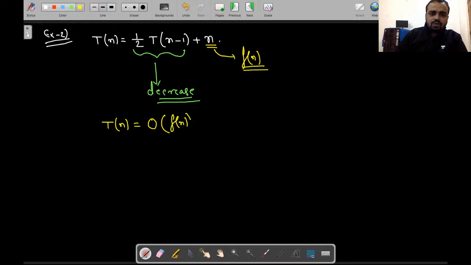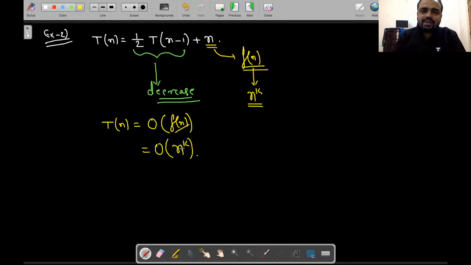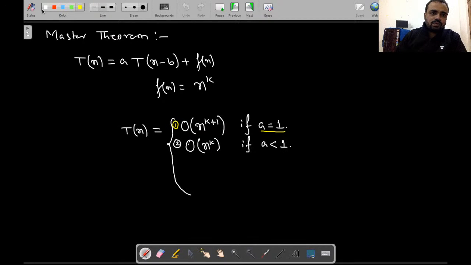t of n is equal to order of f of n, which is nothing but what we have assumed, n to the power k. Got it? N to the power k. So this is the f of n, and f of n is always represented in the form of n to the power k. So the entire complexity will be dominated over here. Got it? So this is the second rule.